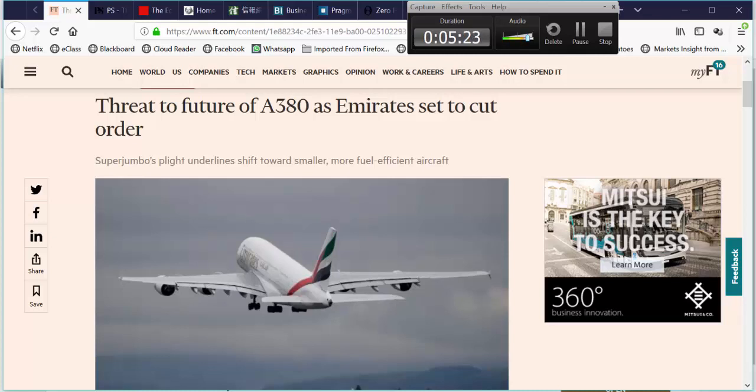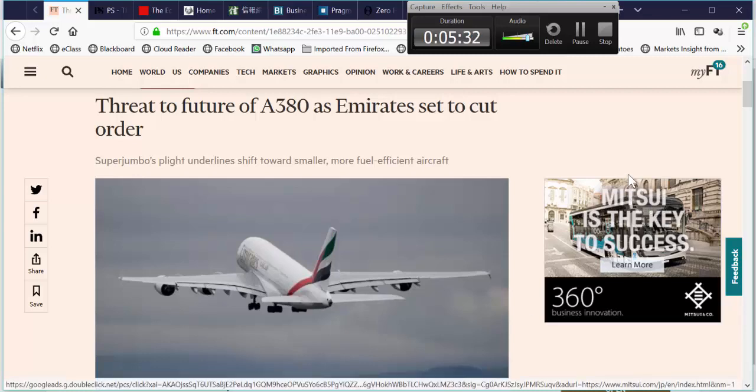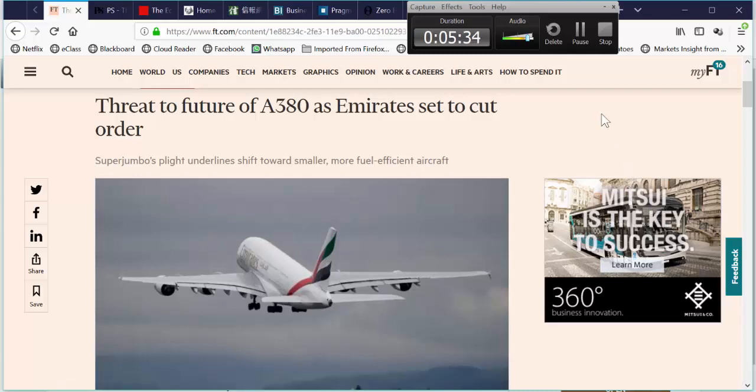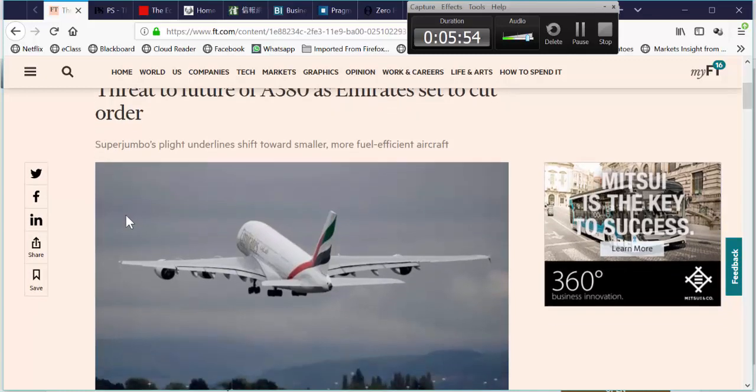Now the A380 is a huge aircraft, and it can take a maximum of 800 people. And I just saw this headline and I thought it's interesting to share with you. Okay, one day, who knows, you might end up working for an airline, or you might end up working in the aviation industry. Now the A380 right now is the biggest aircraft in the world. They call it the super.